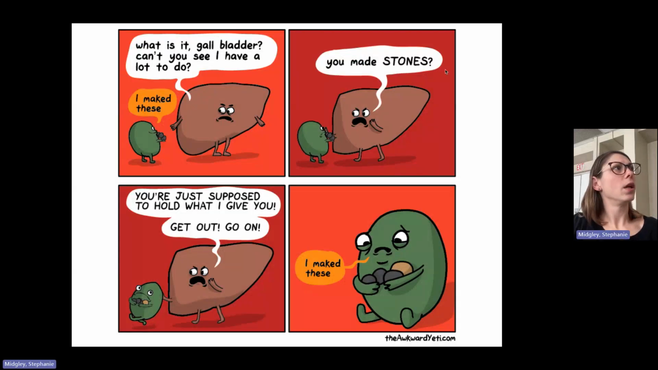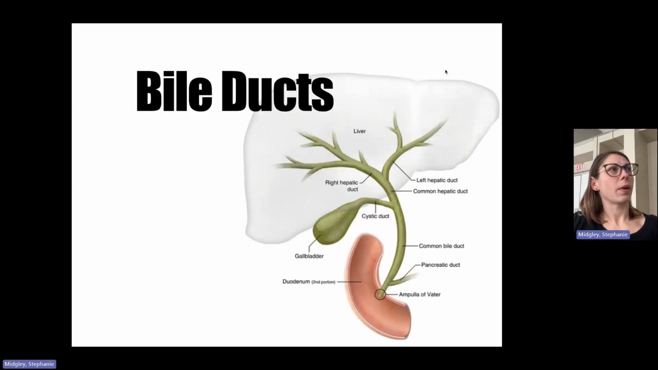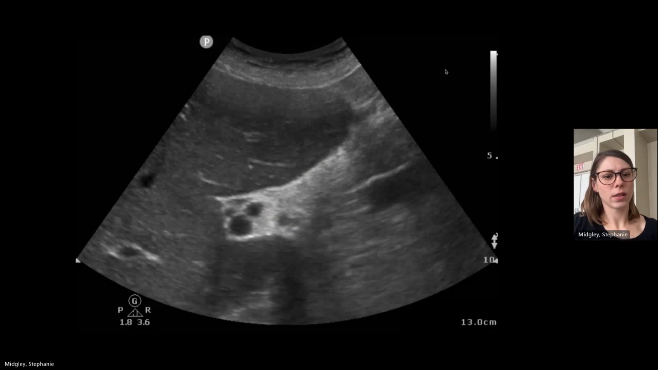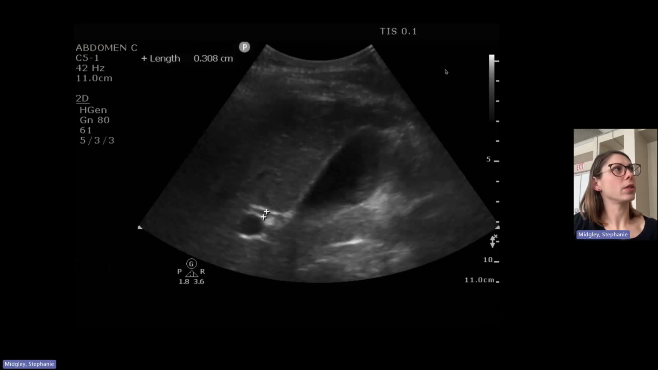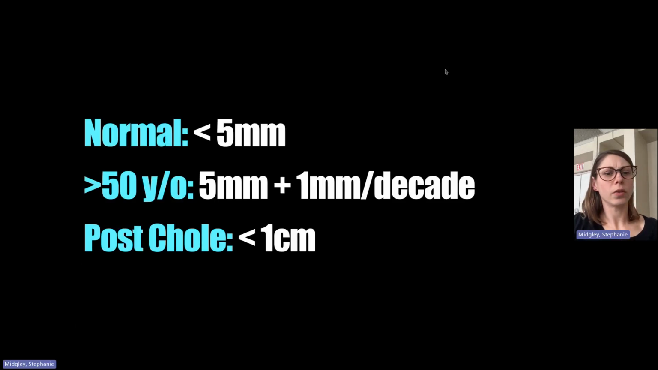Yeah, cool. So moving on to bile ducts. Again, we talked about color flow. CBD normal is less than 5 millimeters. For every decade over, you add a millimeter. And then if they've had a cholecystectomy, it should basically be less than a centimeter.